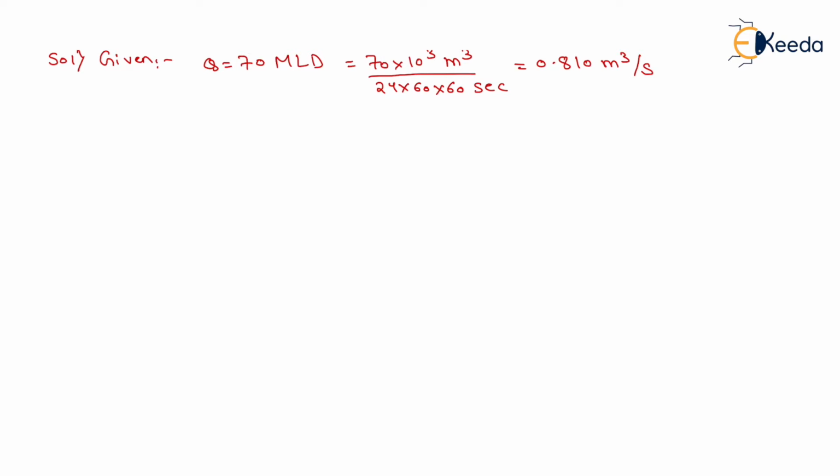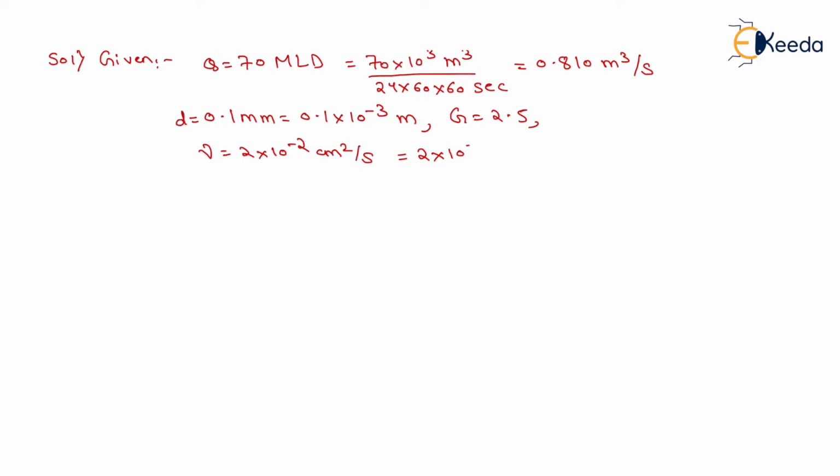Now what is given? Settling is done for a particle of diameter 0.1 mm. It means that diameter is given as 0.1 mm. We need to convert this mm into meter, so it will be equal to 0.1 into 10 to the power minus 3 meter. Specific gravity is given as 2.5 and kinematic viscosity is given as 2 into 10 to the power minus 2 centimeter square per second. Converting from centimeter square per second to meter square per second, it will be equivalent to 2 into 10 to the power minus 6 meter square per second.